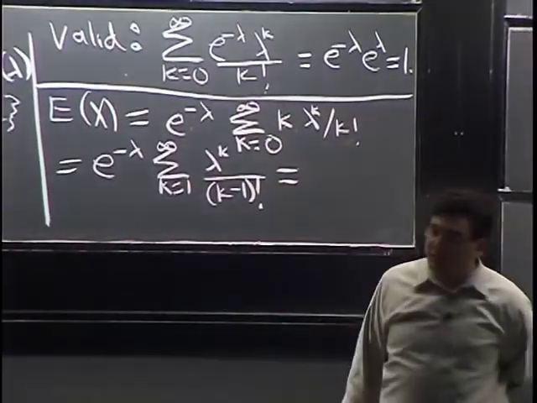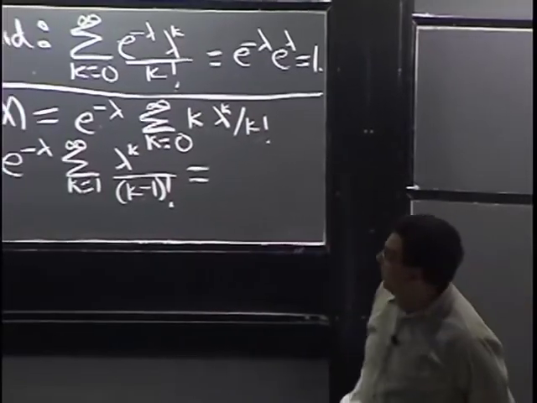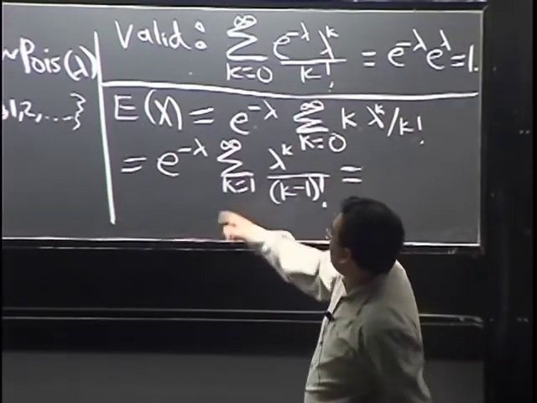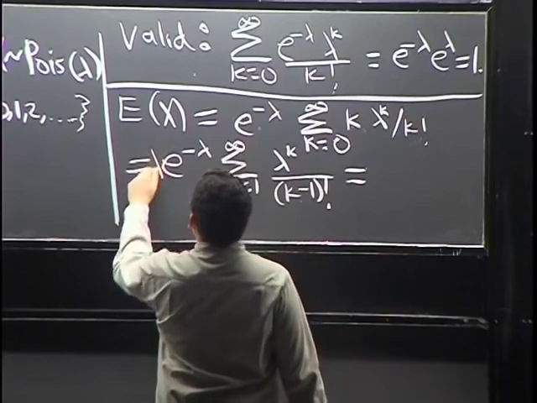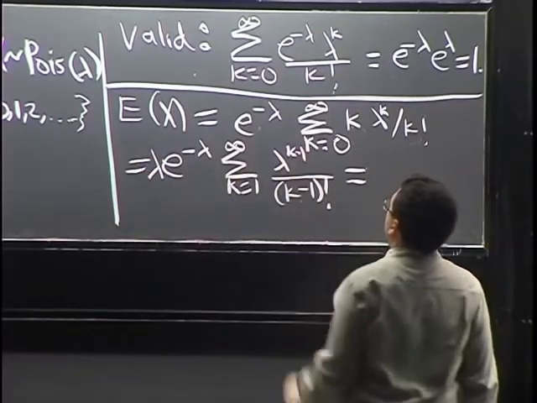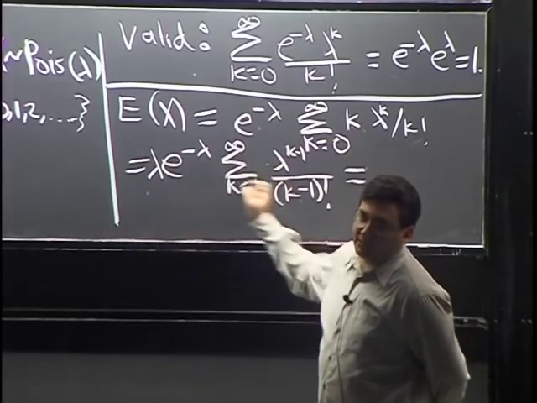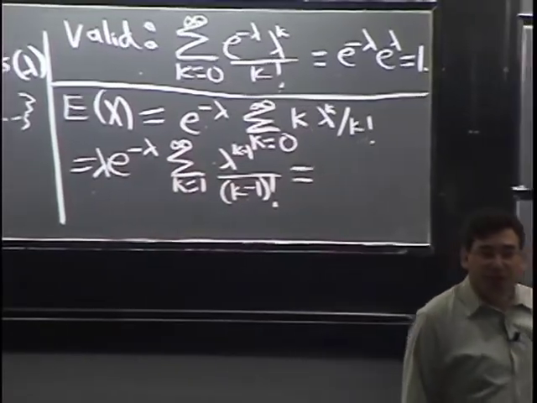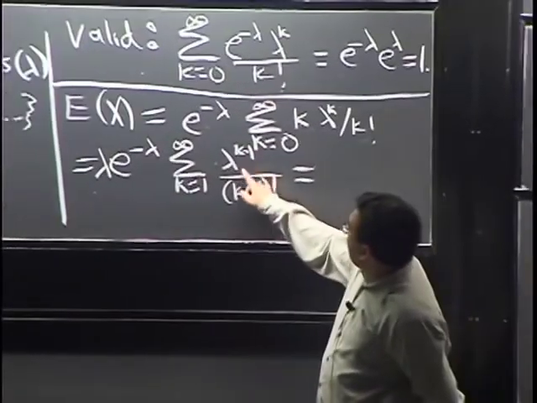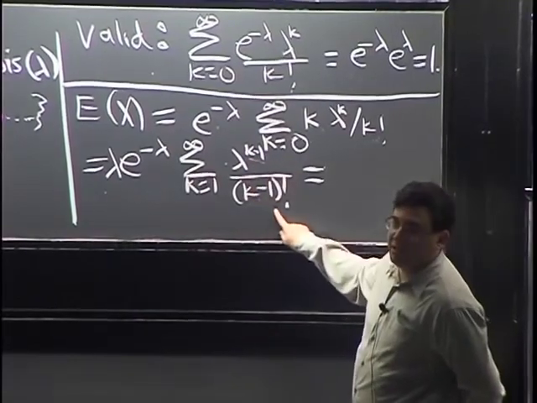1 rather than 0. So to make this match up better, let's just take out one of the lambdas. So I make this lambda to the k minus 1. Lambda is just a constant, so you can put back lambdas all you want. I put it that way so that now this k minus 1 matches this k minus 1.